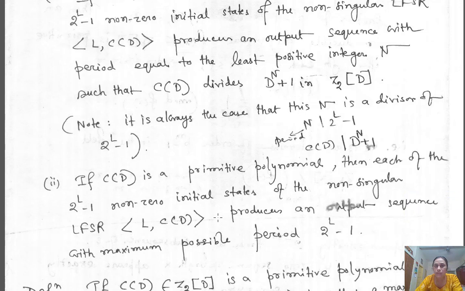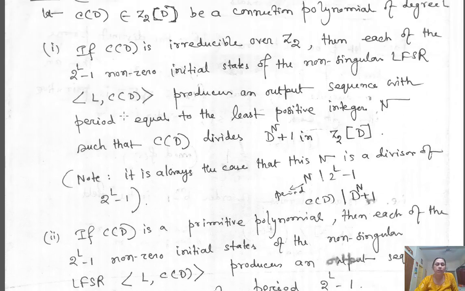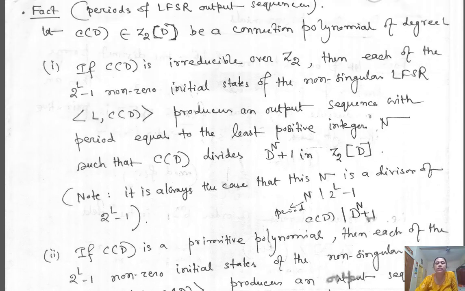Okay? So if it is irreducible, if it is a primitive polynomial, then each of the 2 to the power L minus 1 non-zero initial states of the non-singular LFSR L(C,D) produces an output sequence with maximal possible period 2 to the power L minus 1. So whatever we have explained earlier is written formally in here.